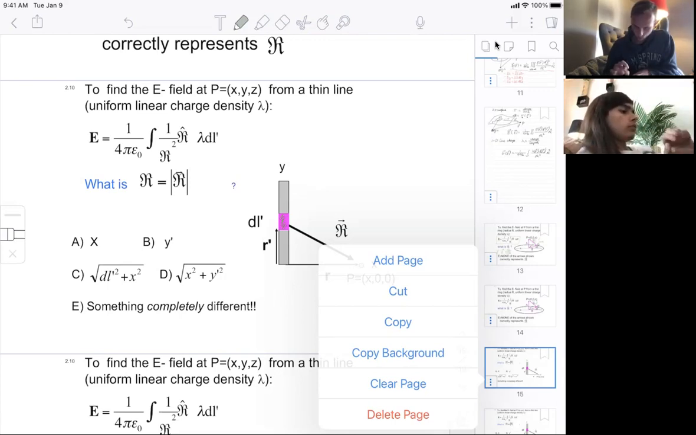Okay, so I have a uniformly charged rod here. And I want to find my E field at location x, 0, 0. And I need to use this expression, which is the one-dimensional situation that is given. So I want to be able to simplify the script r so that I can carry on with my calculation.